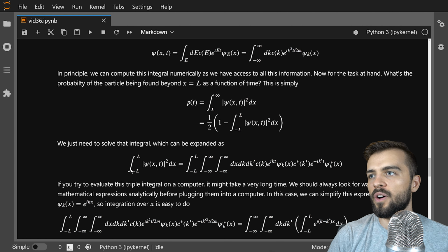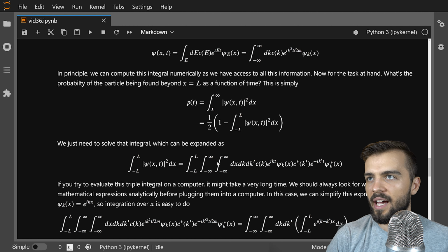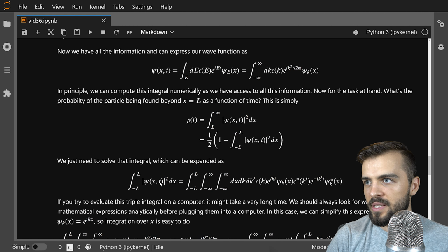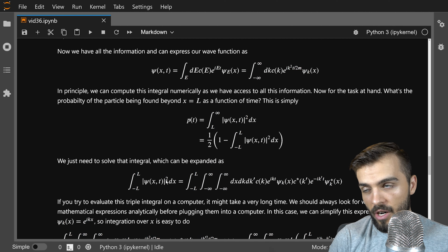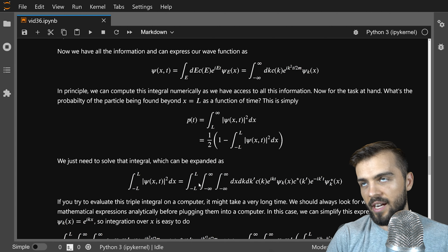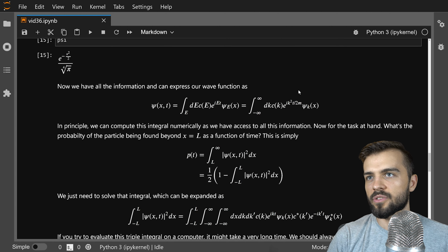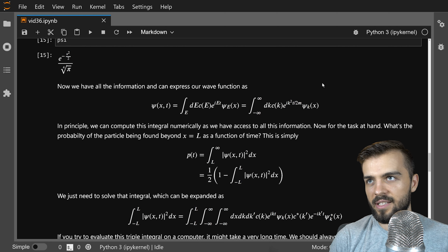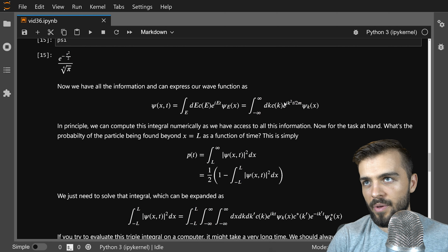And I'll expand it as follows. The integral from negative L to L of psi squared dx, I will integrate from negative L to L. And now I need to take psi times psi star, psi times the conjugate of psi. Well, psi is just this integral here. The conjugate of psi is this integral here, but replacing i with negative i, and also taking the conjugate of c and taking the conjugate of psi k of x. So that gives me the conjugate of this wave function here.